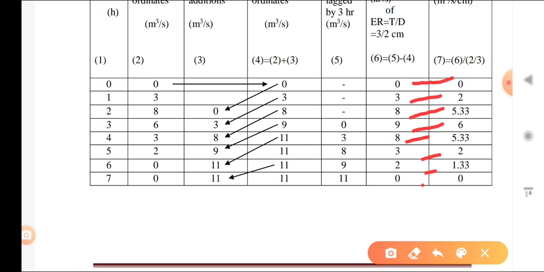Correspondingly, someone may ask you what is the maximum discharge. So it is 6. So that's for today.